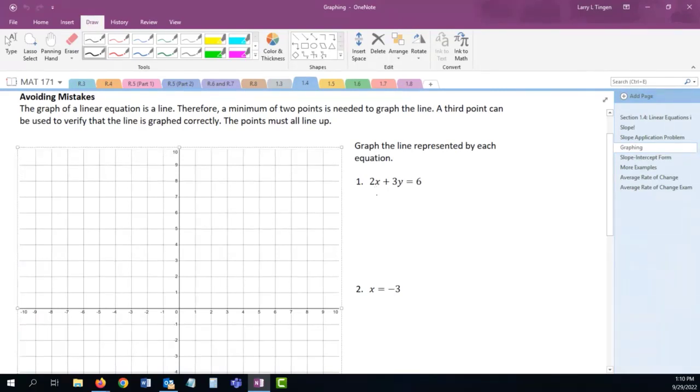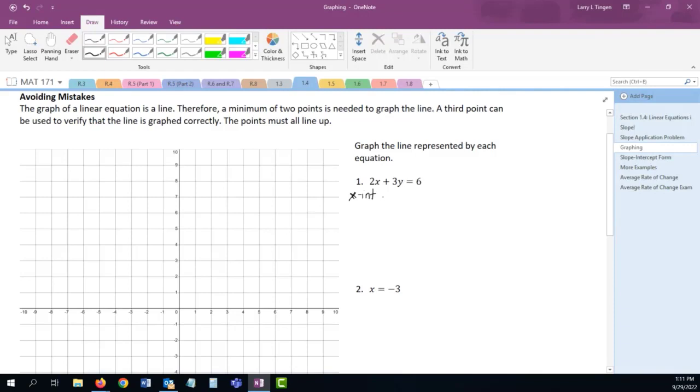That means I would love to find the x-intercept and the y-intercept, assuming they exist. Why would I like to find those two? Because if I can find the x-intercept and the y-intercept, they're very easy to work with, very easy to plot, and they're easy to find.